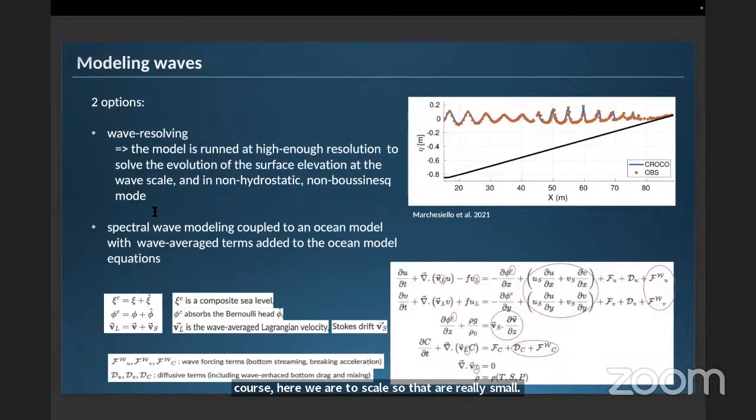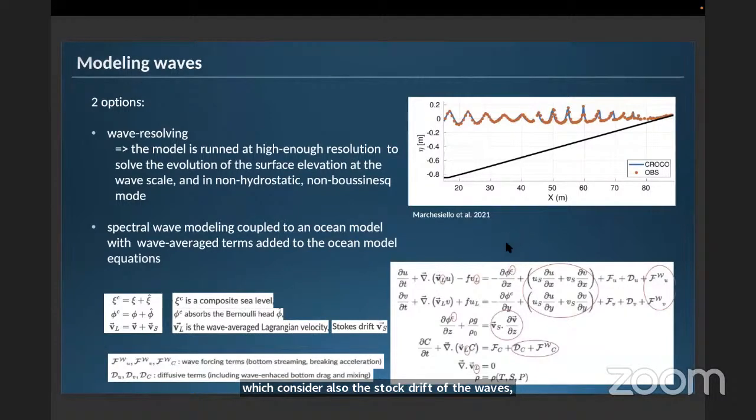And then more generally, for larger scales, we use spectral wave modeling. As I said, we consider the full spectrum, and I will show you this a bit further. And in the ocean model, what it implies is adding what we call the wave-averaged terms to the ocean model equations. So here I've put some typical model equations in CROCO, and you can see that instead of the usual velocity, we're using the Lagrangian velocity, which considers also the Stokes drift of the waves.